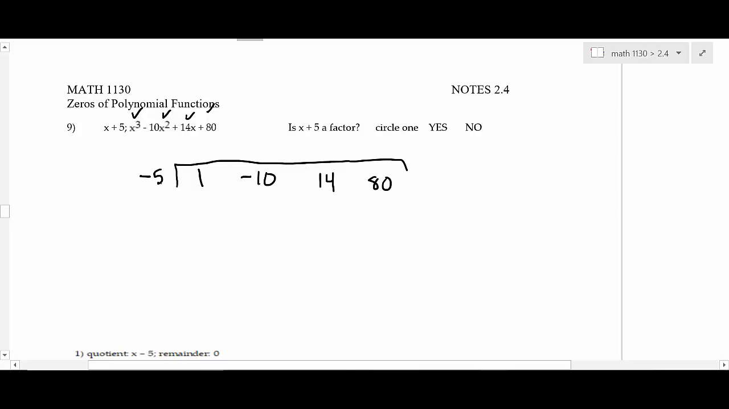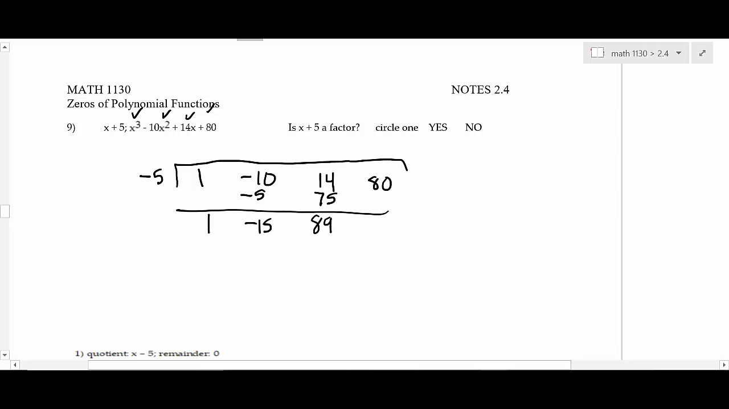Okay, what are we looking for on this problem? What the remainder is. If it's 0, it is a factor. If it's not, then it can't be a factor. Okay, so we just do that. So let's see what happens. Bring down the 1, multiply, that's -5. Add the column, that's -15. Multiply, that's 75. Add that, that's 89. And you can stop.